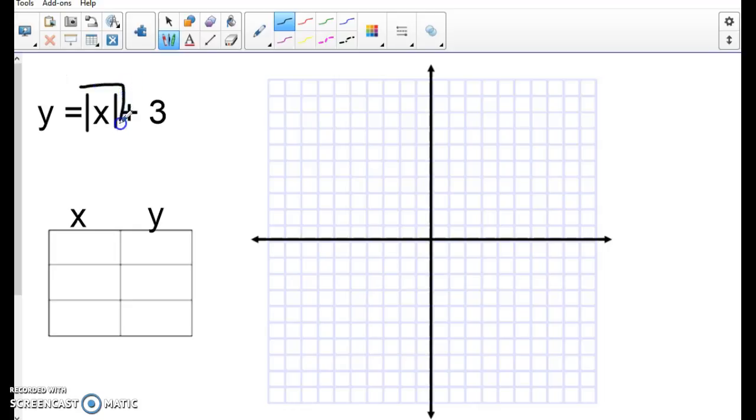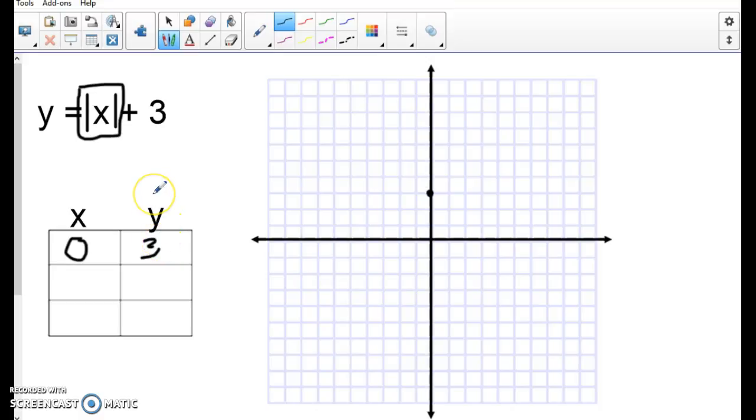So what number can I plug in for x that makes it 0? So I'm basically setting it equal to 0. So for problems like this, where it's just x in the absolute value bars, the only number that makes it 0 is 0. So you're going to put in a 0 for x. If you put in a 0 for x, absolute value of 0 is 0. 0 plus 3 is 3. So I'm going to graph 0, 3. So we should have a dot right there.